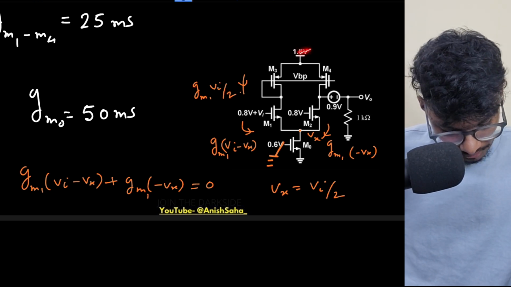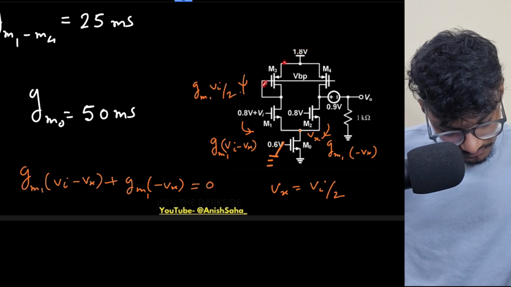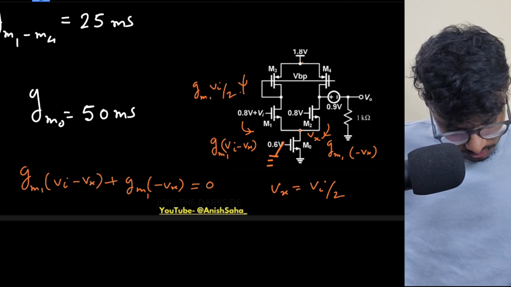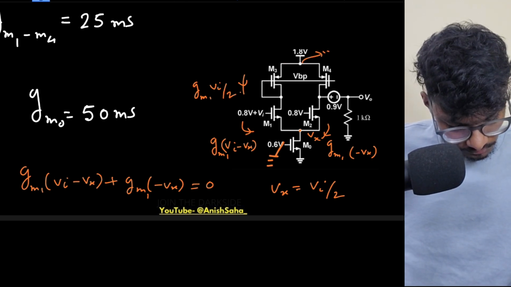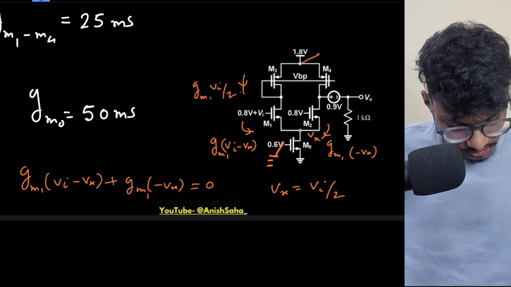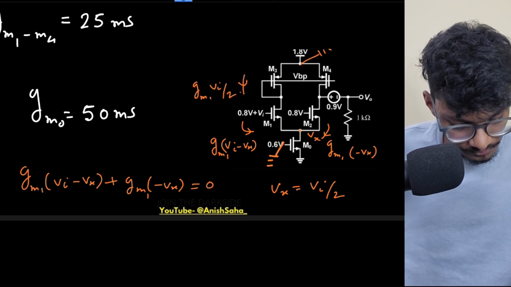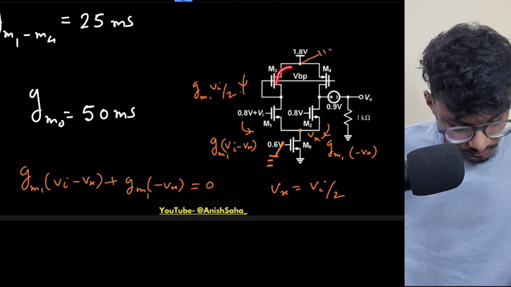And this is grounded, right? So what is the VSG of this? Because this node is grounded, it will be ground only, because it's a DC source. So the current here will be GM1 Vi by 2, and that will flow through here.